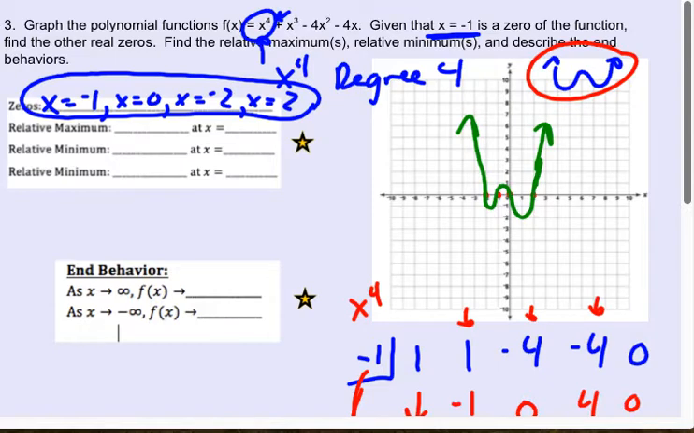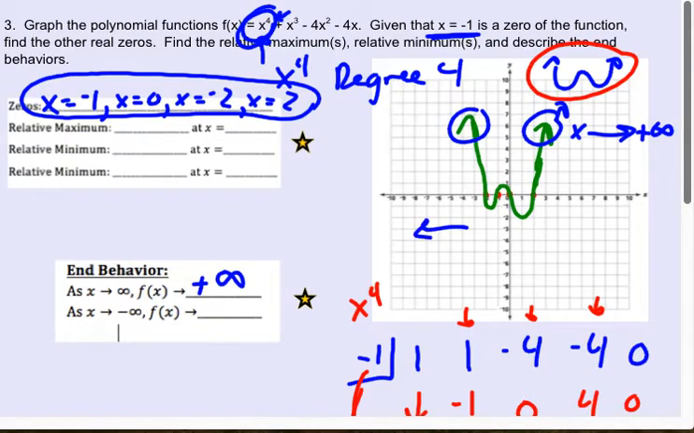I know this because it was positive x to the fourth. My end behavior, that first one, as x goes to positive infinity, has to be going up. So this is positive infinity right here. You can see the other end behavior on the left-hand side, as x approaches negative infinity, is going up also. So they're both positive. Whenever it's an even degree, they're both going to be positive or they're both going to be negative. Okay?